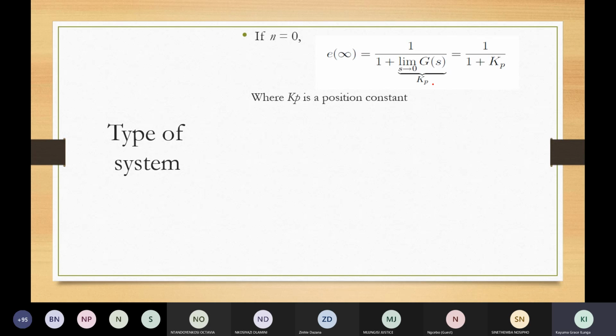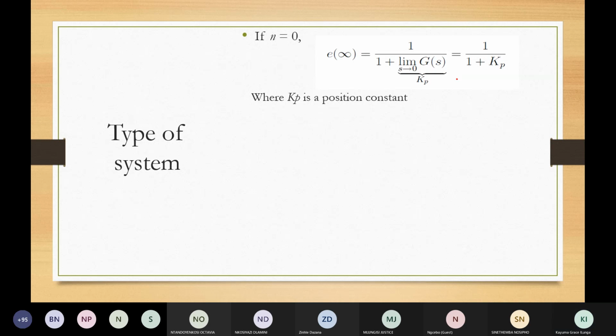So just by knowing the DC gain, we are able to quantify the error of the system. This kp is called a DC gain, and is also called a position constant. So this limit is a DC gain. It's also called a position constant. In other terms, this limit here is what we call the static error constant.